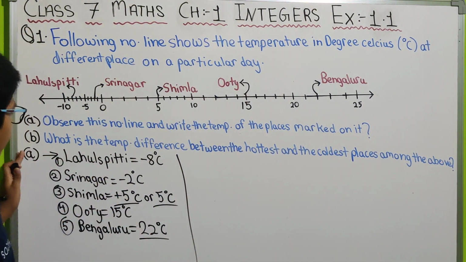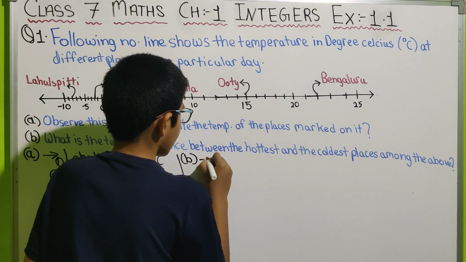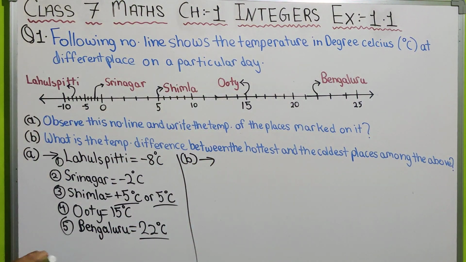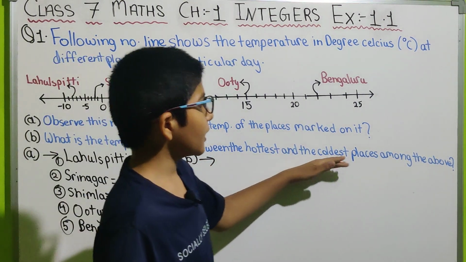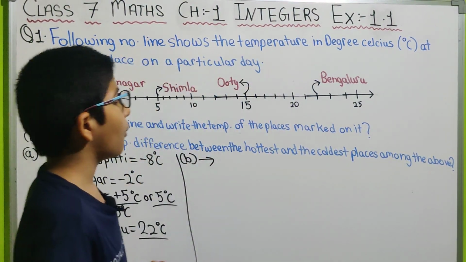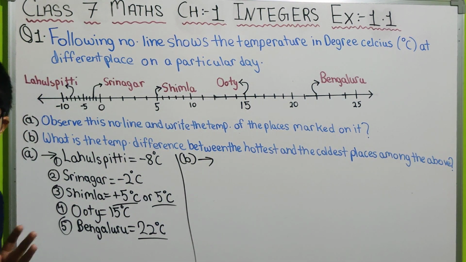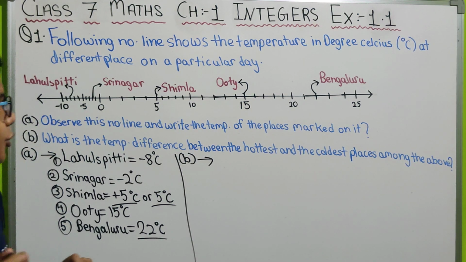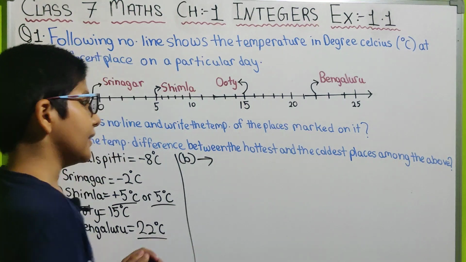So now let's write the B1 part. First we'll read our B1 part. In this B1 question it is given: what is the temperature difference between the hottest and the coldest place among the above? Here, hottest and coldest place. See, the coldest is -8 degrees Celsius, which means Lahore Spiti, and the hottest is Bengaluru at 22 degrees Celsius.